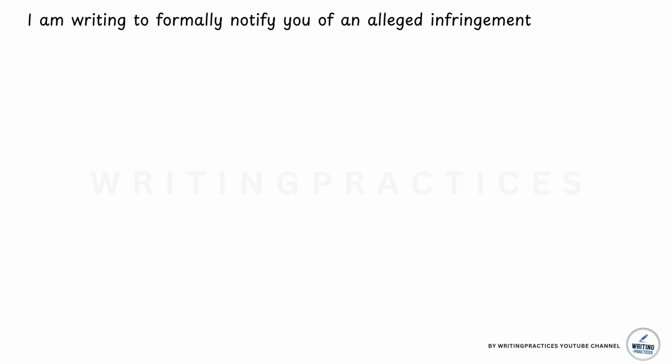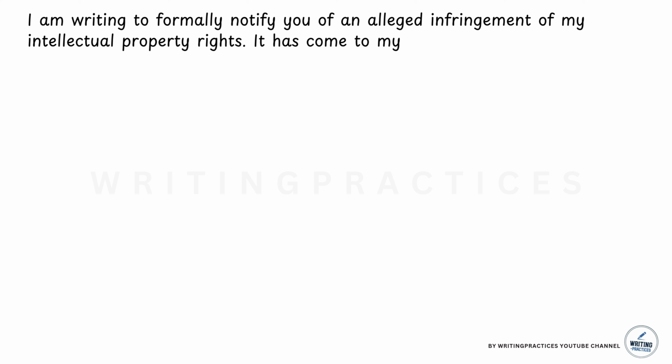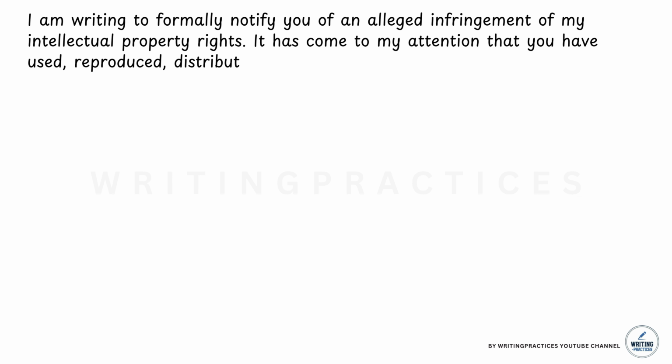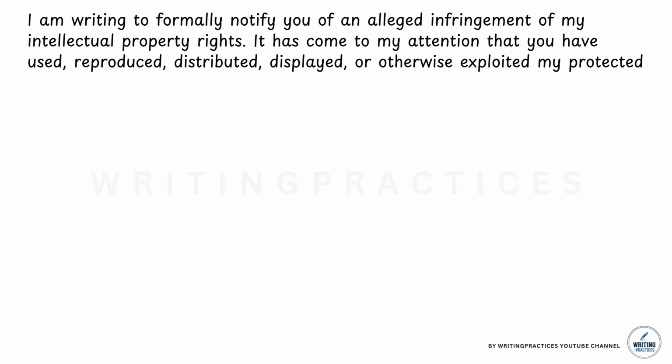Opening paragraph. Now explain why you are writing. For example, I am writing to formally notify you of an alleged infringement of my intellectual property rights. It has come to my attention that your company has reproduced and displayed protected content owned by Bright Horizon Media, LLC, without authorization. This letter serves as formal notice of the matter and requests your immediate attention so that it may be resolved promptly and professionally.